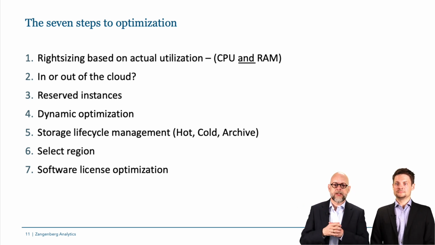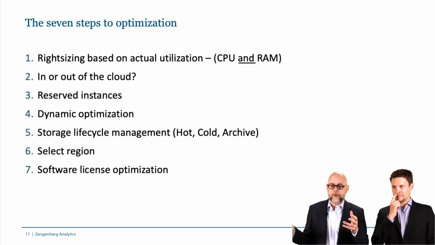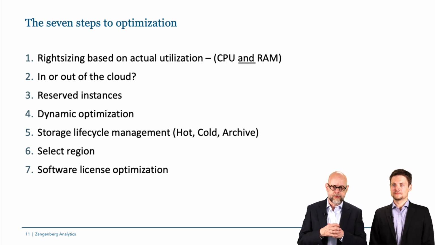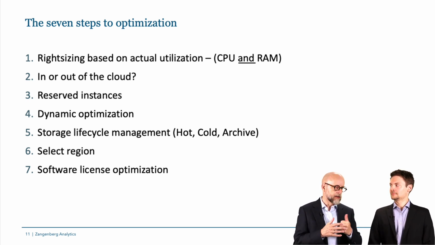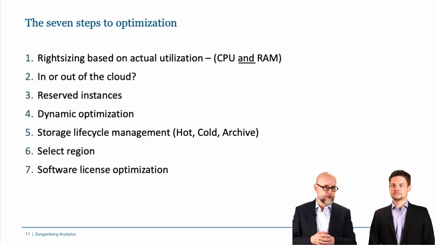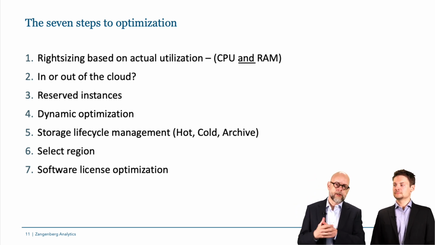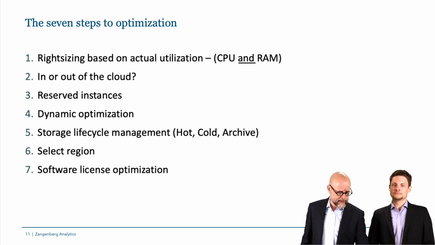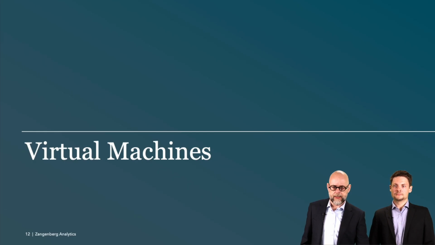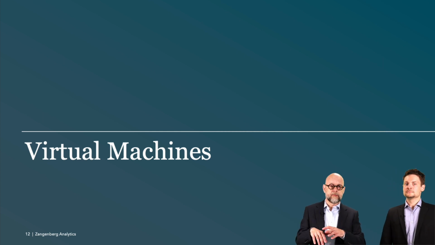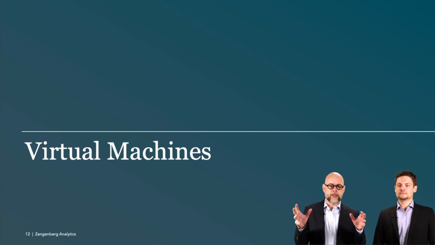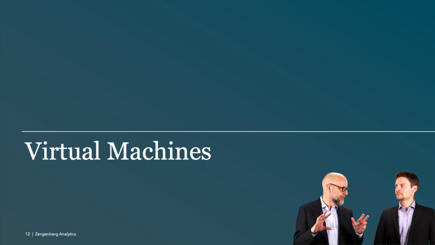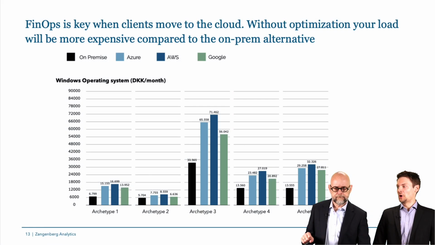And then there's the question of which region you choose. And last, there's software license optimization. Do you bring your own licenses, or do you rent your licenses together with the capacity that you buy? The last choice can be quite expensive. Okay, so we'll start off with one of the things that we believe almost all of you will have to look into. That is the optimization of the virtual machines. Yeah, it's definitely the on-premise going cloud.